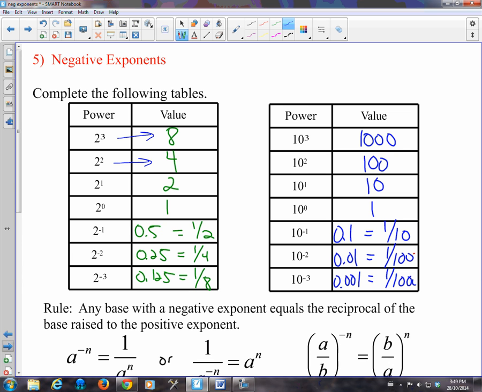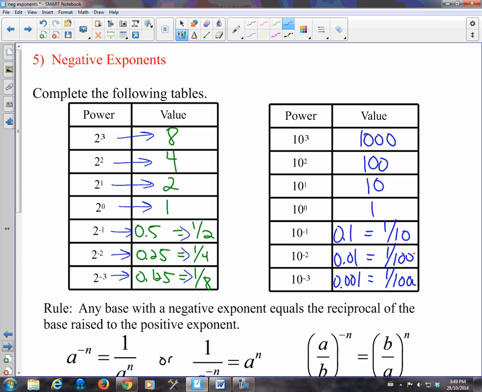Okay, you're back. If you really seriously looked at these tables, you would notice 2 to the exponent 3 is 8, 2 to the exponent 2 is 4, 2 to the 1 is 2, 2 to the 0 is 1, and if you type in your calculator 2 to the negative 1, you get 0.5. And 0.5, I would hope we all know, is a half. And if we typed in 2 to the negative 2, we get 0.25. And I would hope we all know that's a quarter. And 2 to the negative 3 is 0.125, and you may or may not know that's an eighth.